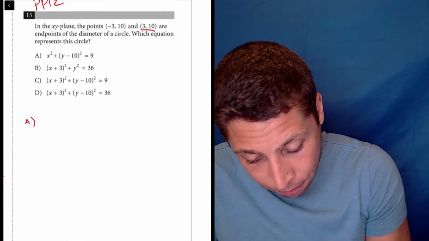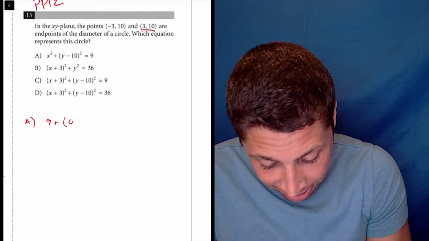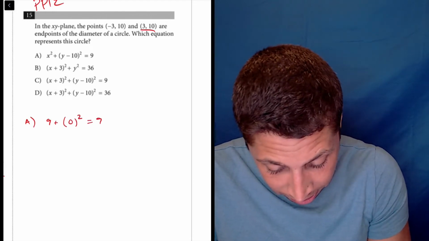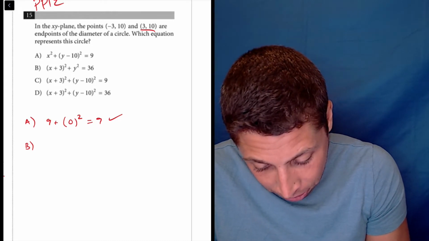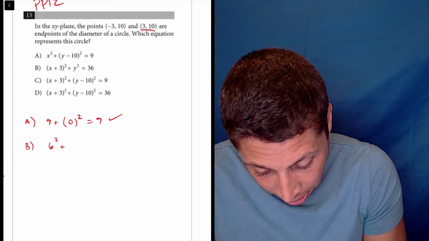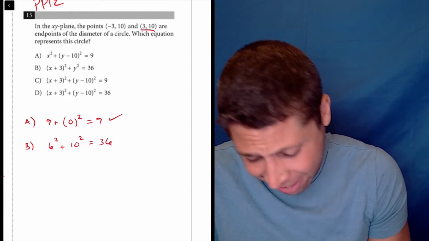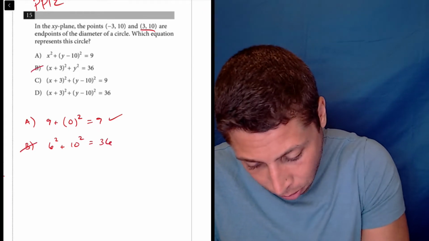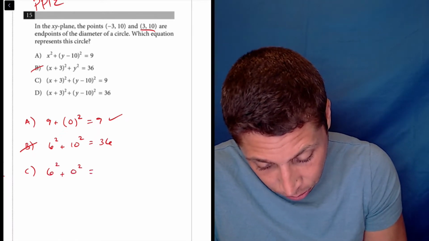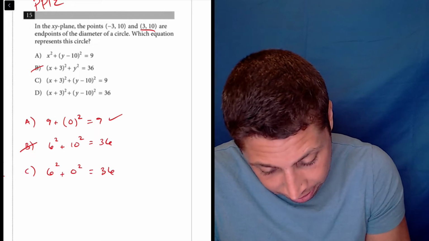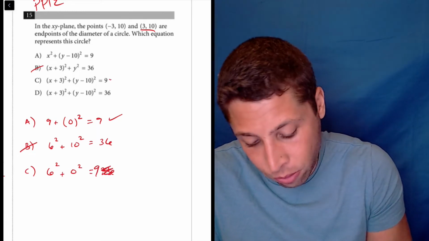So choice A, we'd have 9 plus 10 minus 10 is 0, right? Squared is 9, so that works out. Let's keep going. This would be 3 plus 3 is 6 squared plus 10 squared, and that's not 36. Wow, that's a much bigger number, so that's wrong. This would be 6 squared plus 0 squared, so that's 36, not 9, right? So maybe I should be clear, it's 9, and that doesn't work, so that's gone.